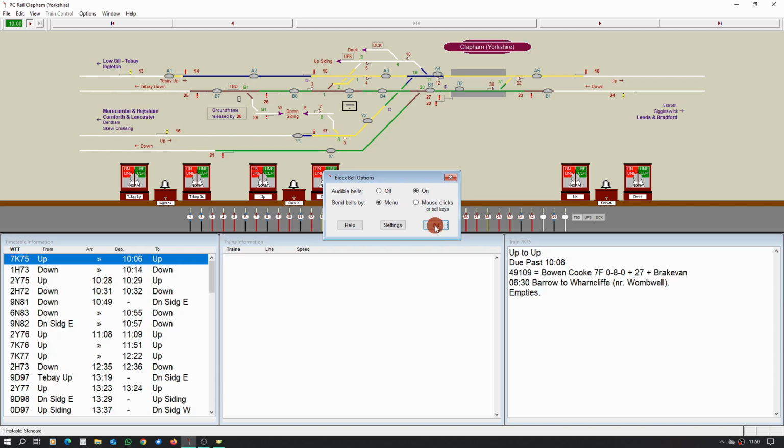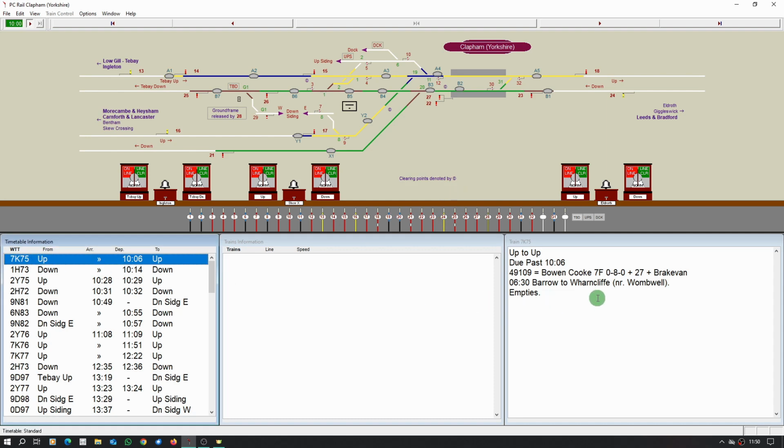Again, you can use the mouse clicks. I'll probably have to try that one day, see how it works. Right, so the first train, 7K75, we've got this freight on the up. As you remember, this is the up line, that's the T-Bay up. So we need these points changing now. These are flank protected points.